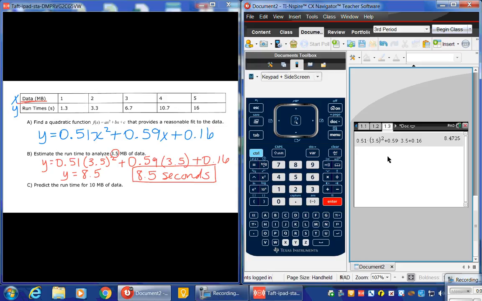So C, again, we're going to do the same thing, only this time I want to know what's going to happen for 10 megabytes of data. I'm going to use my same equation that we found when we did our regression. So I'm going to use y equals 0.51 times, this time we're going to use 10 squared, plus 0.59 times 10 plus 0.16.